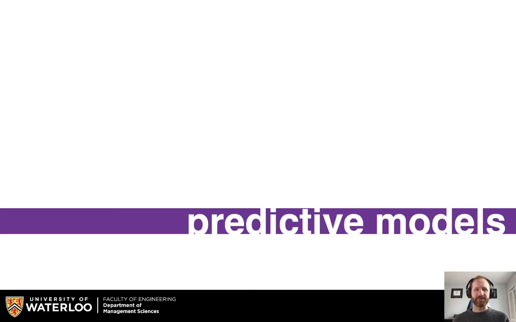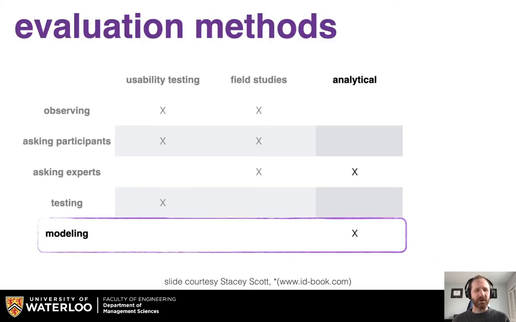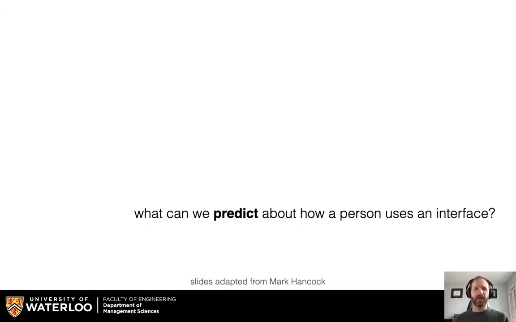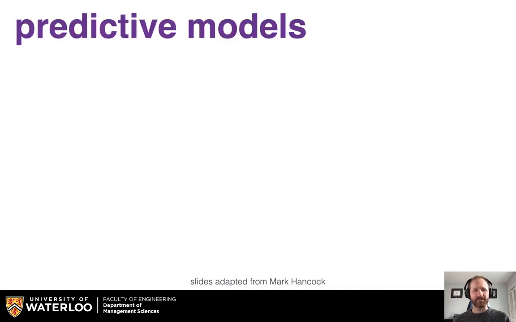Let's talk about predictive models. Remember when we talked about different evaluation techniques? There's this final category, modeling, that we had to revisit, and we're going to do that today. So what can we predict about how a person uses an interface? In other words, what kinds of math equations do you think you could come up with to describe people's actions? Well, this is the realm of predictive models.